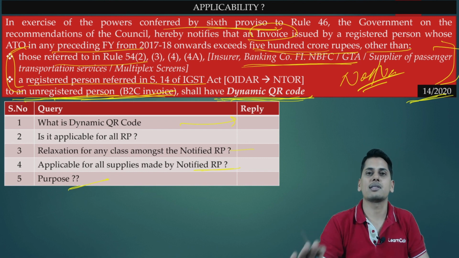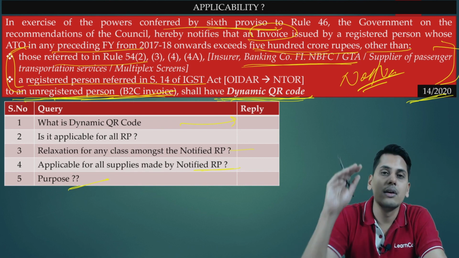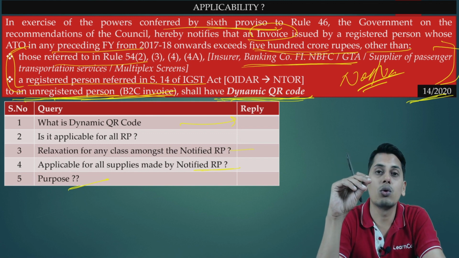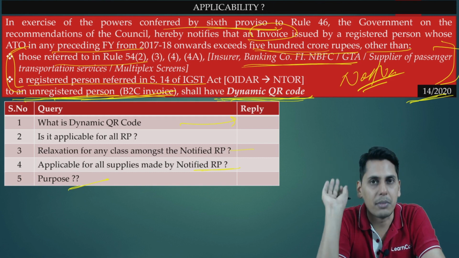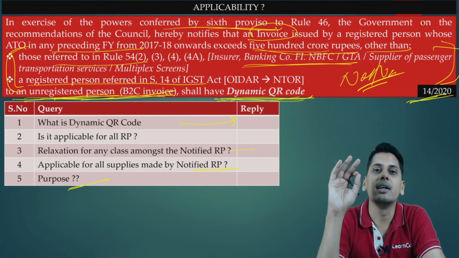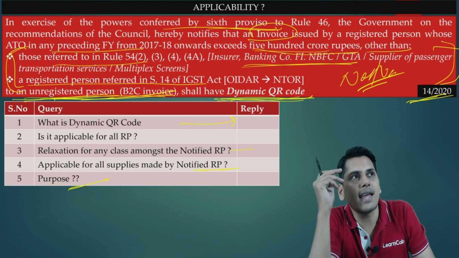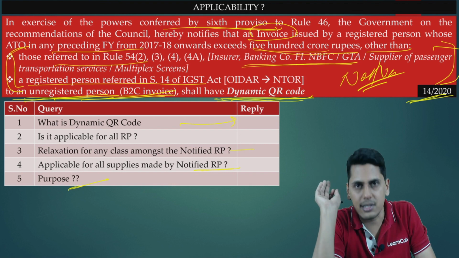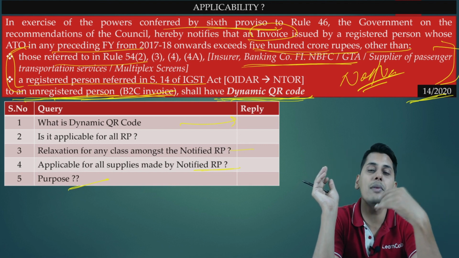What is the purpose of this dynamic QR code? Friends, the purpose of this dynamic QR code is to encourage digital payments. Friends, please understand, wherever there is tax evasion in case of B2B supplies, let's suppose I am a GST registered person, you are also a GST registered person, and I make supplies to you.